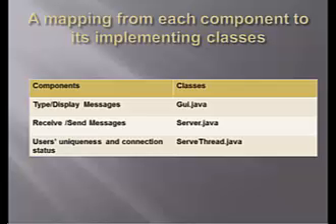So we can see here the components. First, type and display messages. The class for that is GUI. The second component is receive and send messages. Server Java is the class. The third component is user uniqueness and connection status. The class is server thread Java.